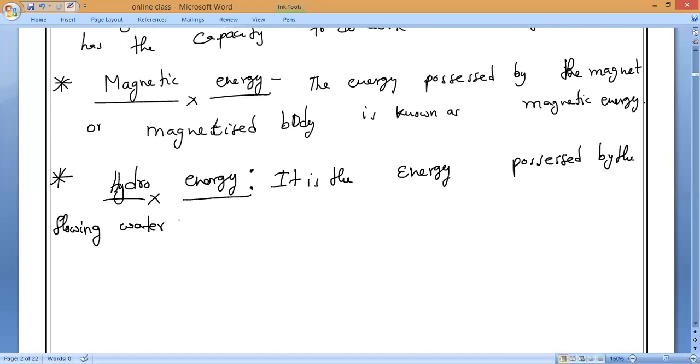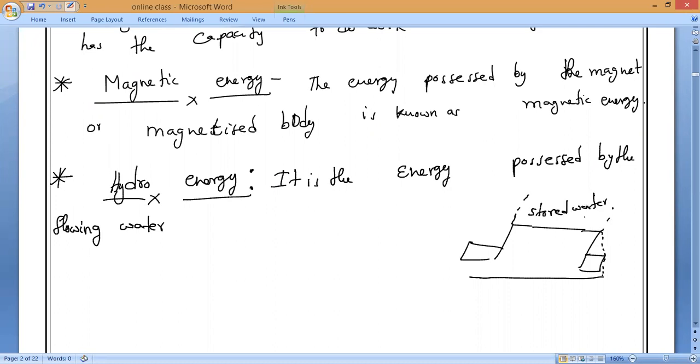You understand, everybody? Because if you have taken a dam, I am not showing it perfectly. If you consider this is the dam, as you all know, water is stored above the ground. This is the ground level. So water is stored above the ground. When the water is stored in the reservoir, what energy will it possess? Potential energy. Understanding?